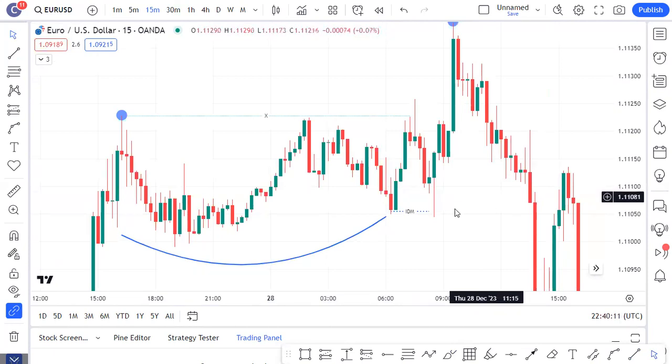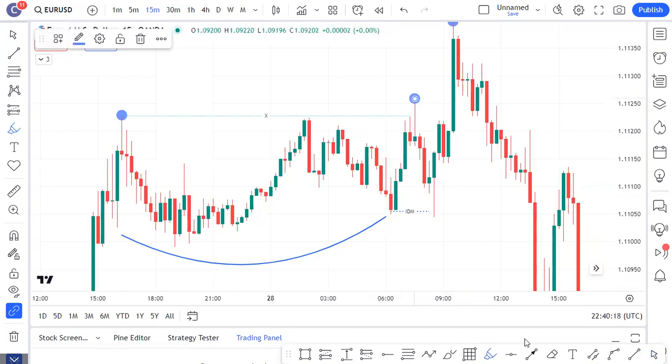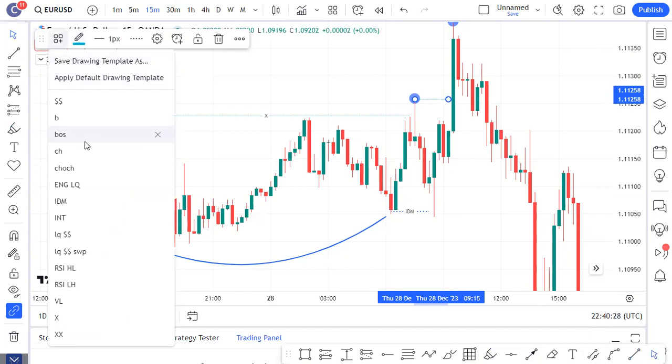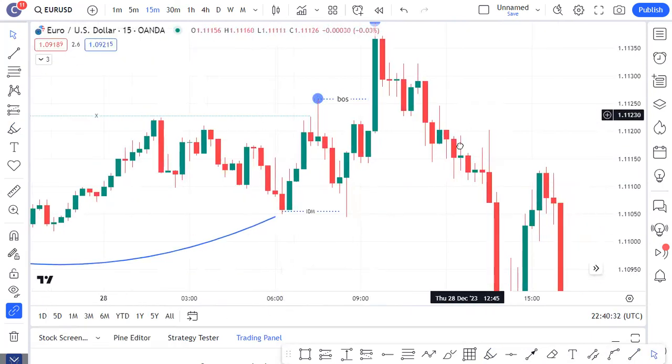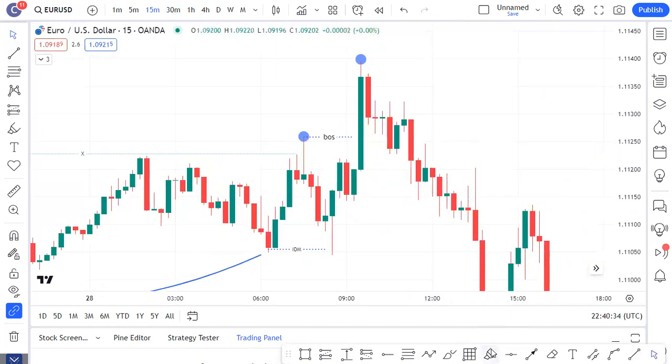So when the inducement was taken out, which high did you confirm? This one. When the market closed above with a candle like this, we confirm the low. That is your breakout of structure. Then the market closes above, you confirm the low. Where's your low? This is the low that, when it's broken, you get the change of character. And the market came back and broke our low.